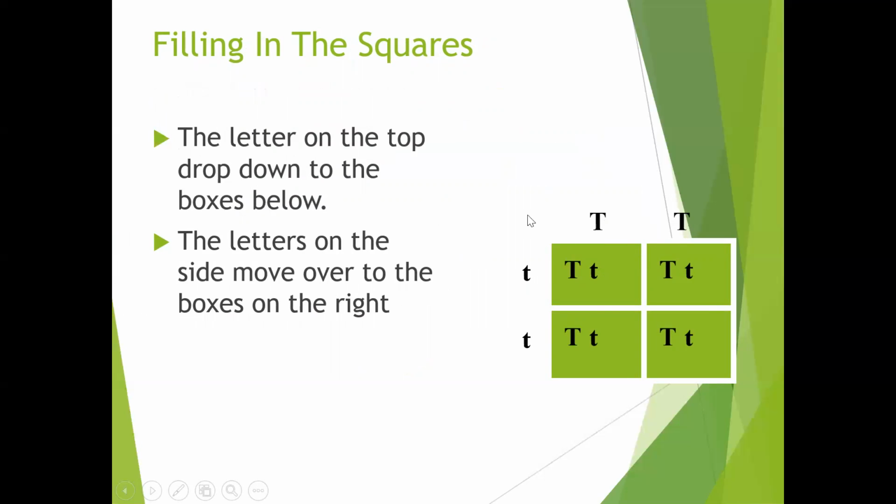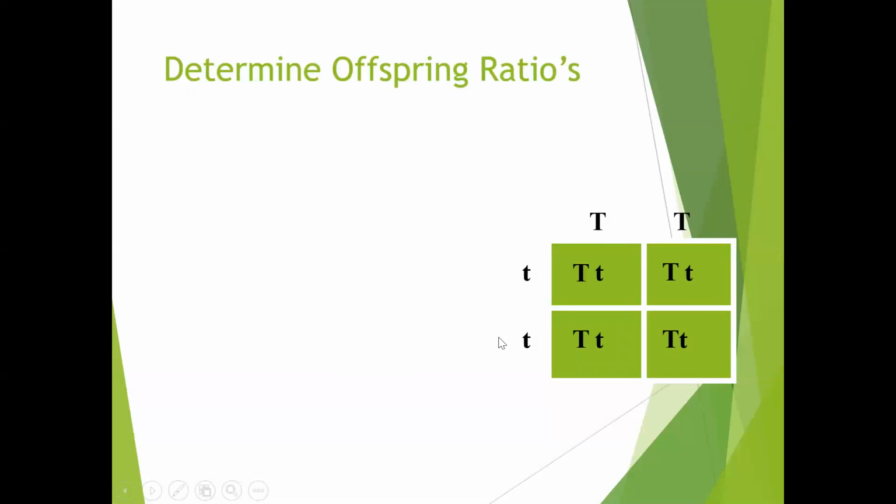So we put our female here and our male right here. We're just going to drop those T's down, and these T's go across, and you've created your Punnett square. So now here's the most difficult part of doing the Punnett square, and that's determining the ratios.